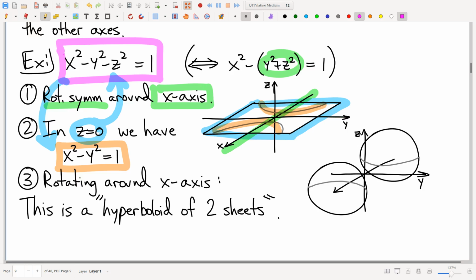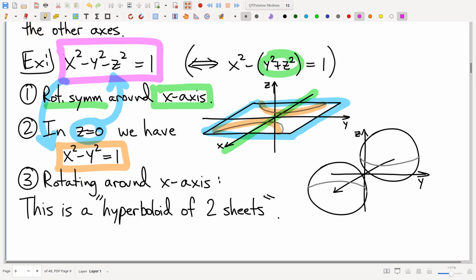And so the argument that I'm making, as we try to understand what this equation represents, is that, first of all, it's rotationally symmetric. Second of all, this is what its cross-section looks like. And third, I can imagine rotating this cross-section to generate a surface.